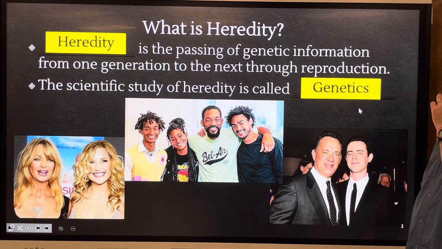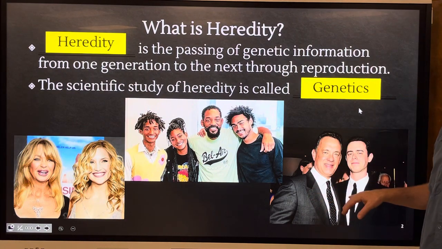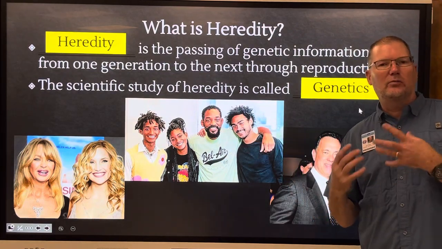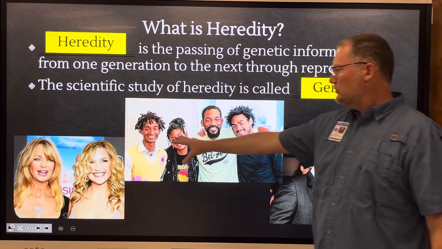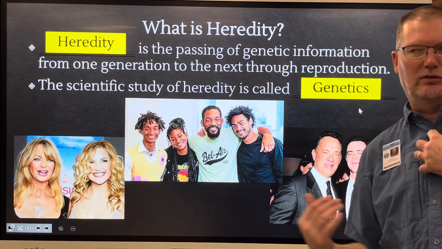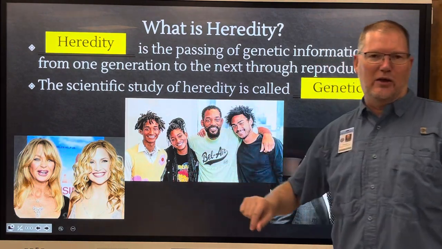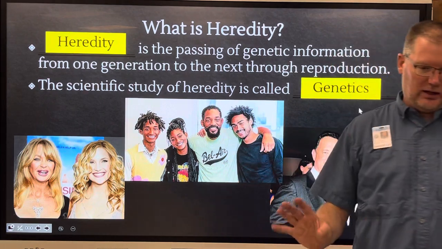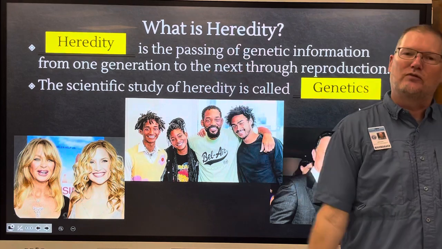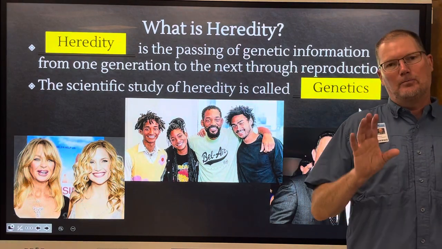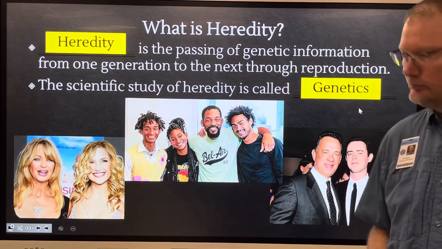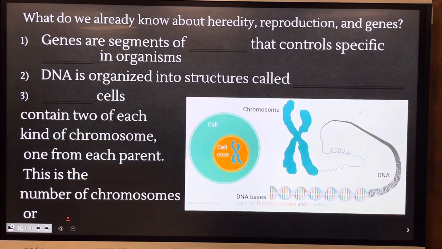If you're familiar with any of these families here, Tom Hanks and his son, you can see the familial familiarity. That's where the word familiarity comes from. The facial features of people, and that's Goldie Hawn and her daughter. I picked Will Smith and his family, but the other two I didn't pick. But anyway, I like those actors. In your own family, if you line up all the people in your family, you can definitely see a familial resemblance between the people because of genetics, because of heredity.